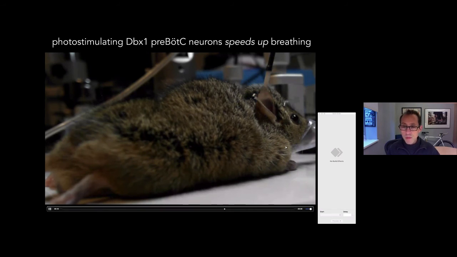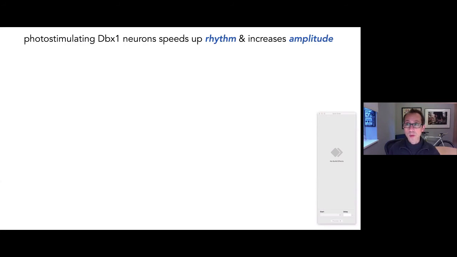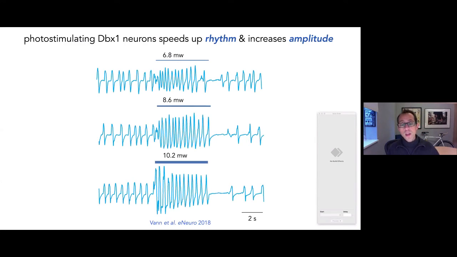Okay, so hopefully the video made it very obvious that the animal's breathing movements sped up. Now I'm going to try and show you some traces so that you can see it in terms of a figure that we can analyze a little bit better. So here are breathing traces from plethysmography at three different levels of channelrhodopsin stimulation.